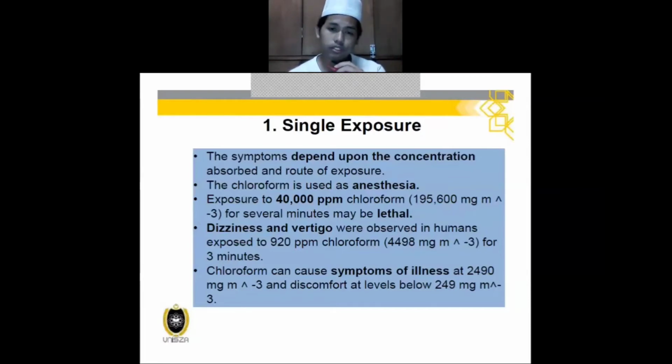Exposure to 40,000 parts per million of chloroform for several minutes can be lethal to a person, while exposure to 920 parts per million of chloroform can cause dizziness and vertigo. Chloroform can cause symptoms of illness at 2,400 and 2,490 milligram per cubic meter, and can cause discomfort at levels below 249 milligram per cubic meter of chloroform.